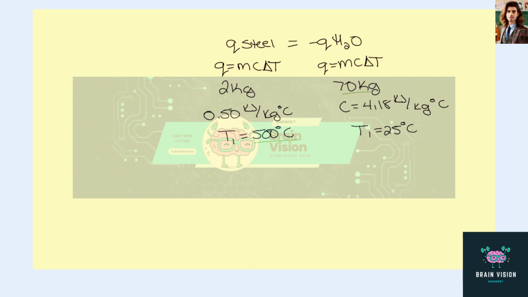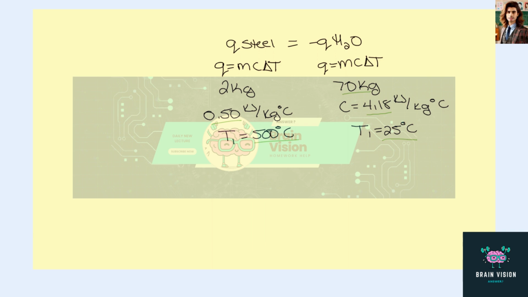A steel casing weighing 2 kilograms has an initial temperature of 500 degrees Celsius and 70 kilograms of water is initially at 25 degrees Celsius. If the hot steel was placed into the cold water, what is the final temperature? We are to ignore the effects of expansion or contraction and assume a constant specific heat of 4.18 kilojoules per kilogram degree C for water and 0.50 kilojoules per kilogram degree C for the steel.